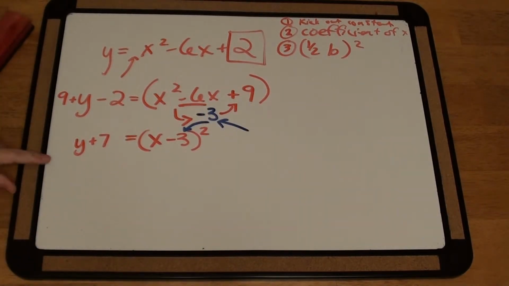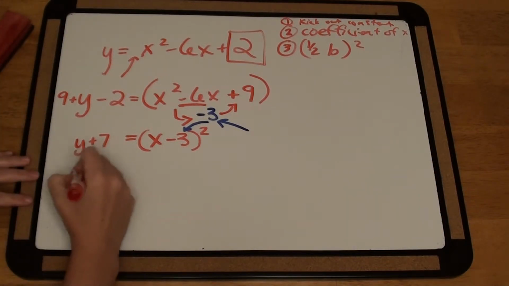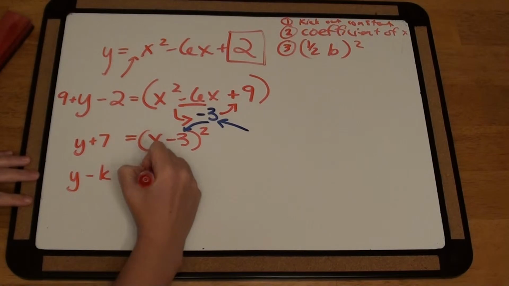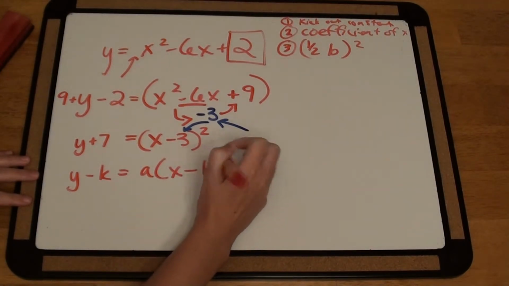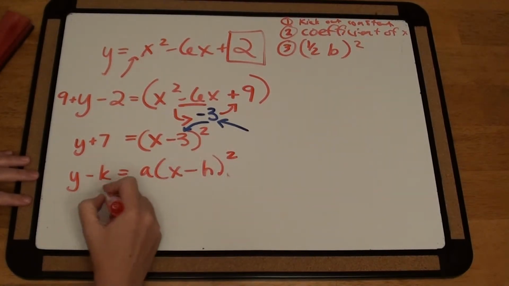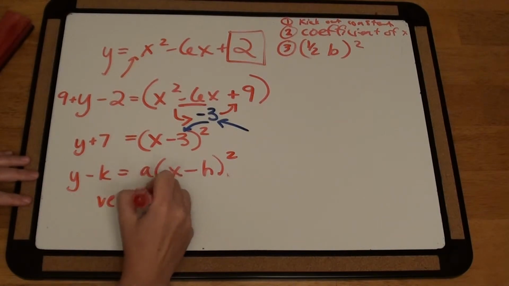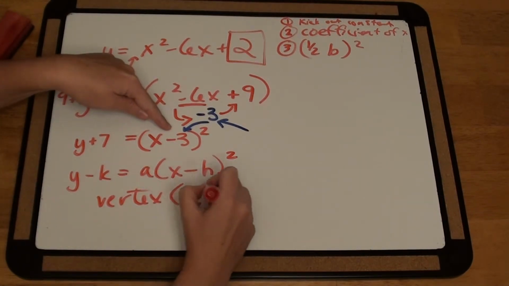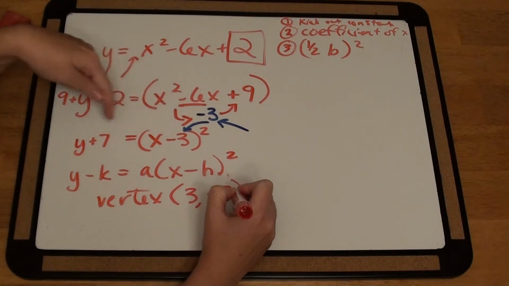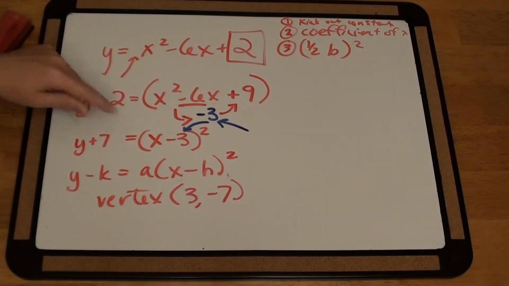So now what do we have? We have this in vertex form. Once you have it here, you have it in the form y minus k equals a times x minus h squared. In this situation, my vertex will be 3, negative 7 here. All right? That's what I have.